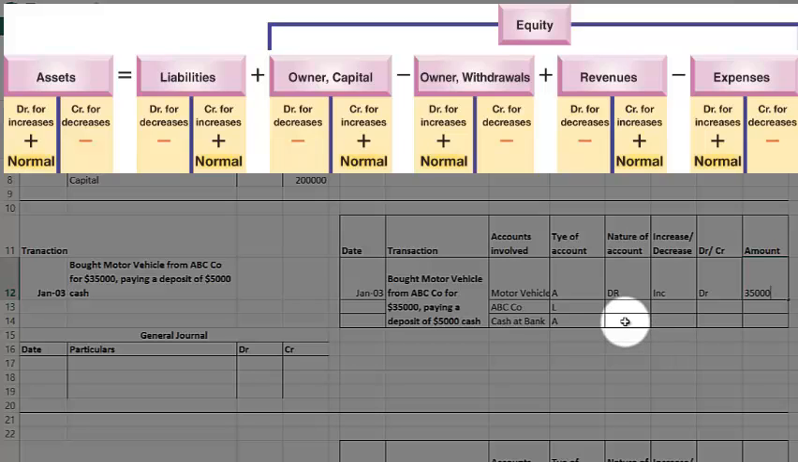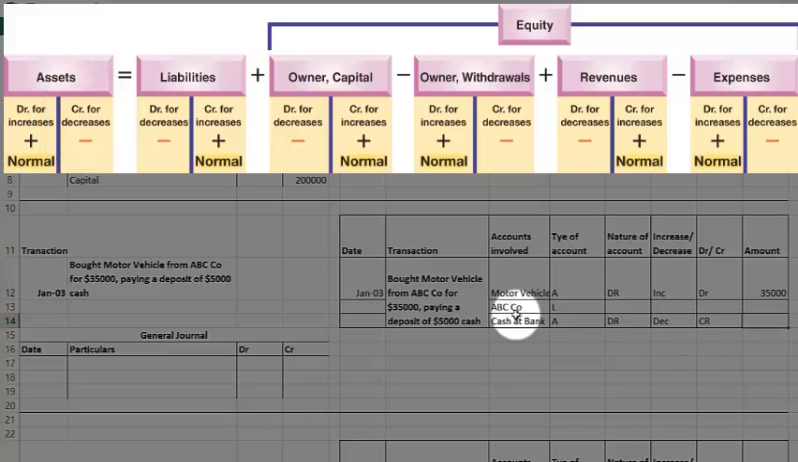Okay, I'm going to skip that and do that one first. Cash at bank, okay, it's an asset. It's also a debit account. But in this instance, we paid $5,000, which meant that our cash account went down, therefore decreased. Let's apply a rule. An asset decreased, it means it's going to be credit.